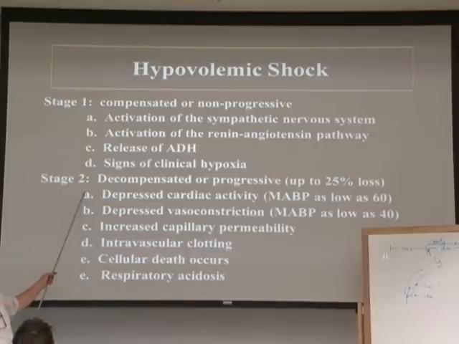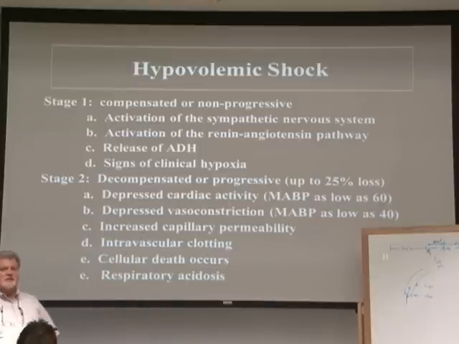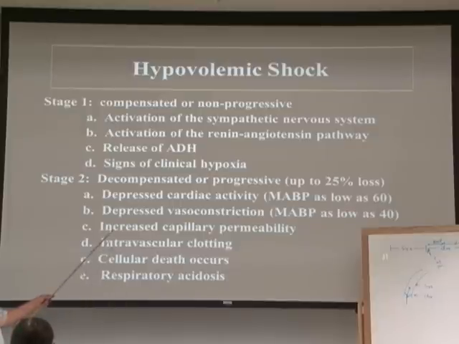As they progress into stage 2, then none of these are going to help them anymore. The body's done everything it could to maintain homeostasis. So at this point, you're going to get depressed cardiac output. Mean arterial blood pressure could be as low as 60. Remember 125 over 80, the example we did, it was 90. So now you've got a significant drop in blood pressure going on.